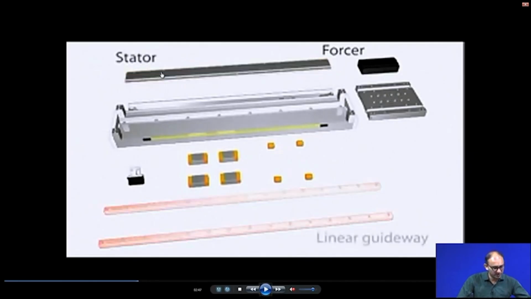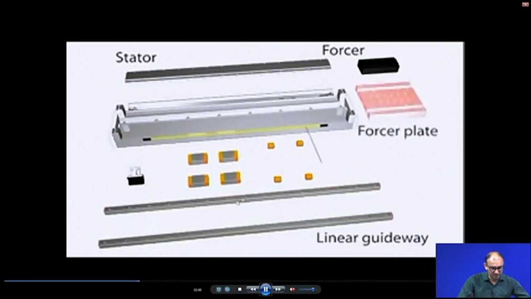And this is the stator, which holds the magnets, and because of these magnets you get the motion of the forcer on top of the stator. We also need linear guideways, because after the movement you have to calculate how much it has travelled from one location to another. The linear guideways are very important, because the straightness and the linear motion depend on their precision.